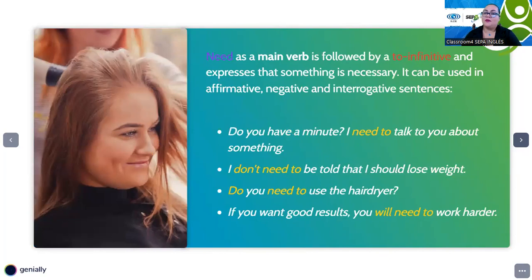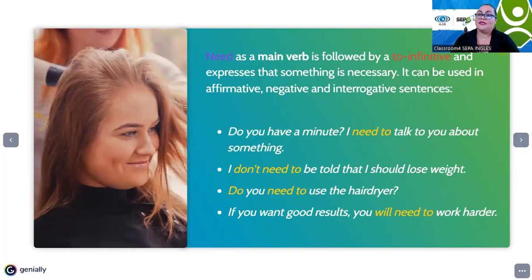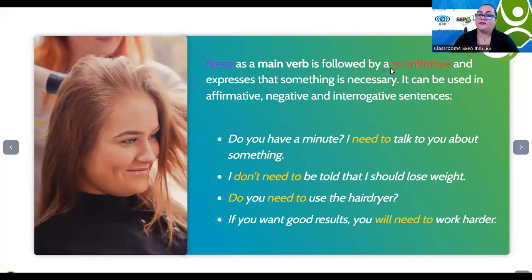Need as a main verb is followed by a to infinitive. Okay? In the previous, we observed that we didn't have the necessity to use the particle to. But now, in this case, I'm going to use it because I'm talking about a main verb.